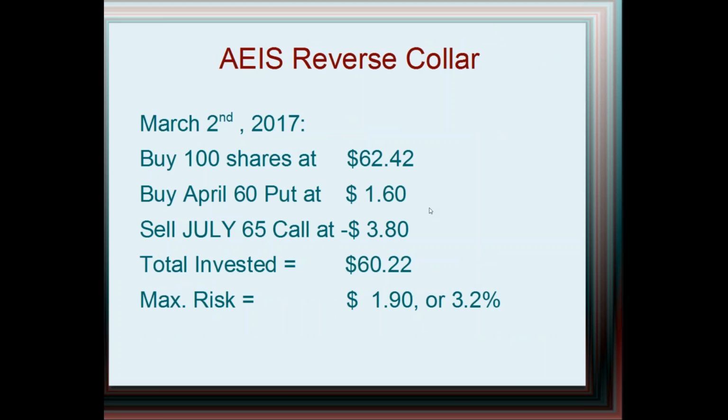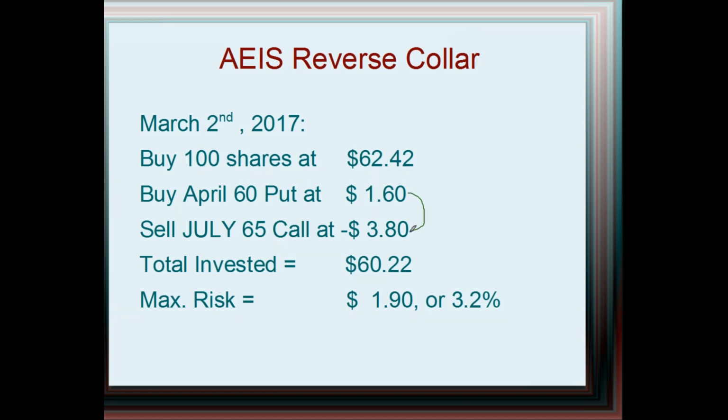Rather than doing the radioactive trade, I would have bought 100 shares, again, of AEIS at 62.42. I might have bought an April 60 put, which was priced at 1.60. I use the historical chain on Power Options to get these prices, and I'm using midpoints here, okay? So I'm not trying to give favor to bid or ask. And then I would probably sell a July out of the money 65 call at 3.80.